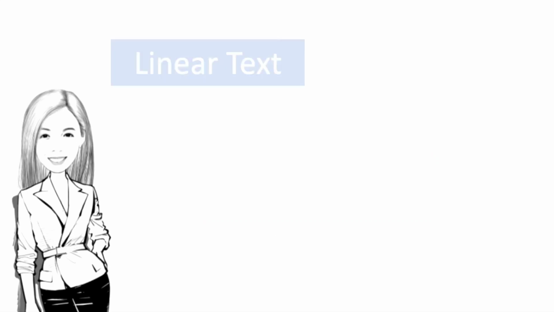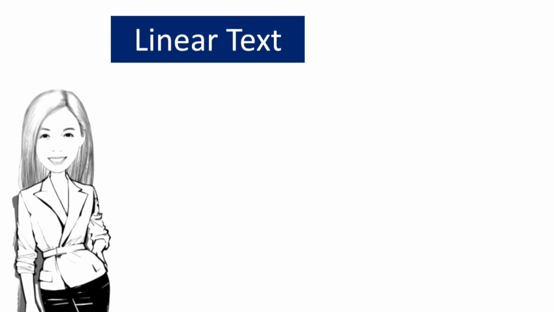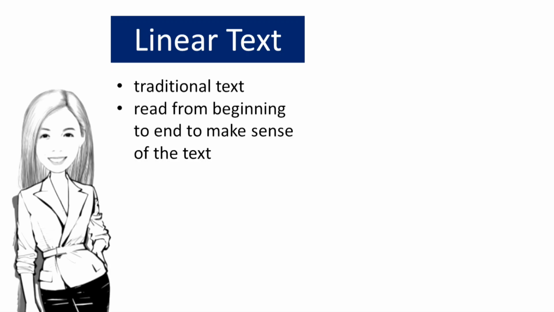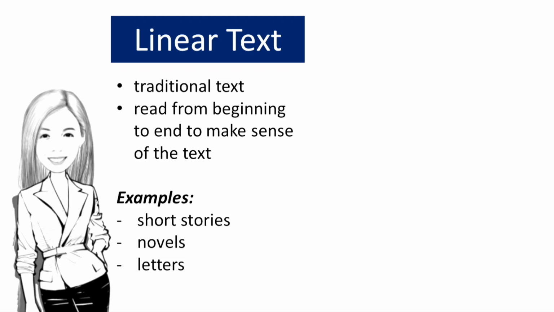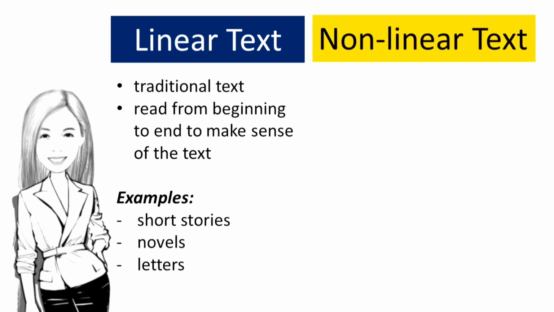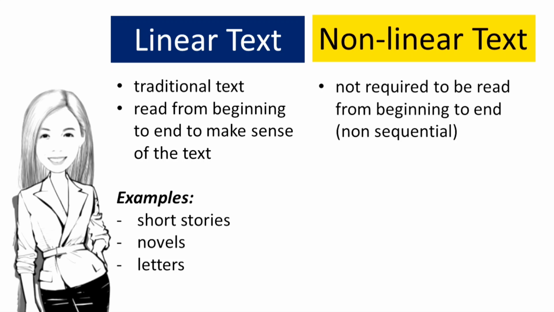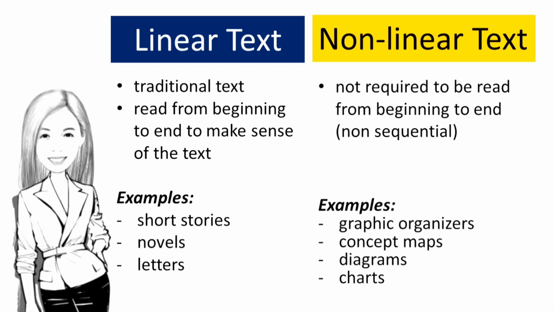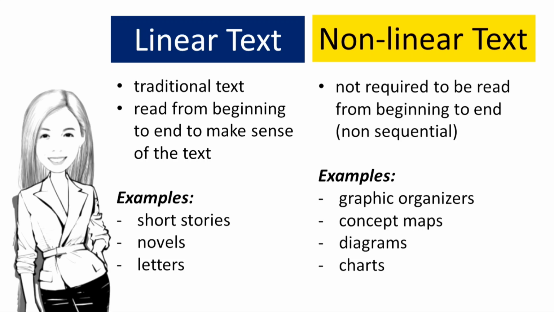Now let's differentiate linear text from nonlinear text. A linear text is a traditional text that needs to be read from beginning to end to make sense of the text. Examples of linear texts are short stories, novels, and letters. On the other hand, a nonlinear text is not required to be read from beginning to end, since its reading path is non-sequential. I repeat, it's non-sequential. Examples of nonlinear texts are graphic organizers, concept maps, diagrams, and charts.